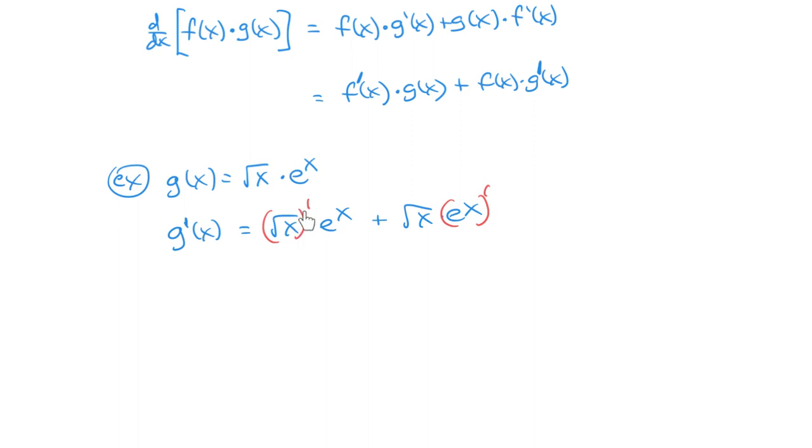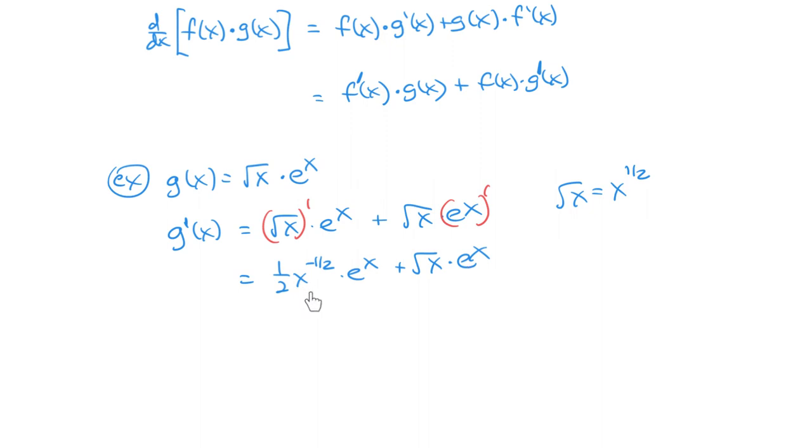So then when I take the derivative of this one, remember square root of x, that's really x to the 1/2, right? So we can use the power rule here. So g prime of x equals 1/2 x to the 1/2 minus 1, which is negative 1/2. So we'll get 1/2 x to the negative 1/2 times e to the x plus the square root of x times e to the x, right?